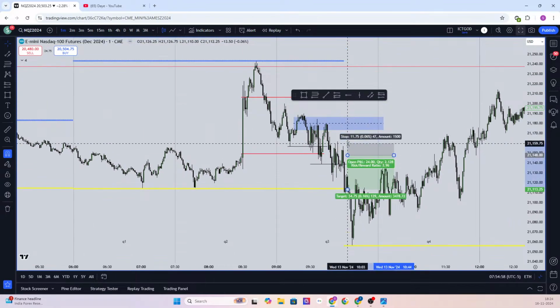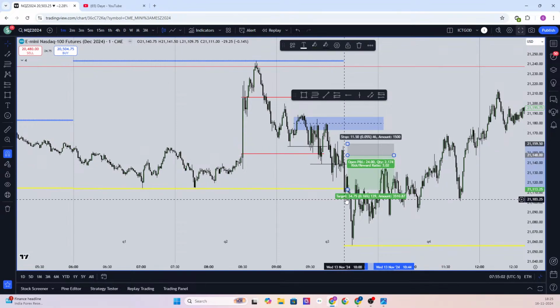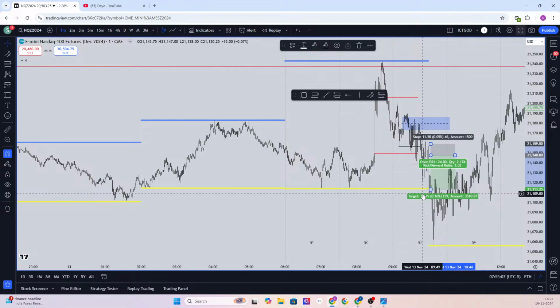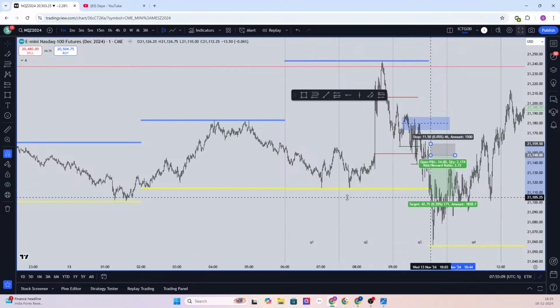Then I think I would have moved it to break even, somewhere here about this. Then the second was at 103. That is somewhere here. Another 10 handles. I took out two more trades.